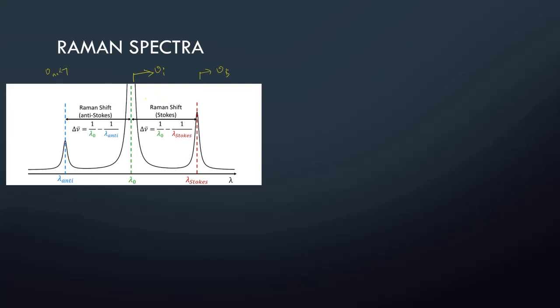And we can see that the characteristic line, or the Rayleigh line here, has a very high intensity compared to the Stokes lines and the anti-Stokes lines. Comparing Stokes lines and anti-Stokes lines, the Stokes lines have a higher intensity.